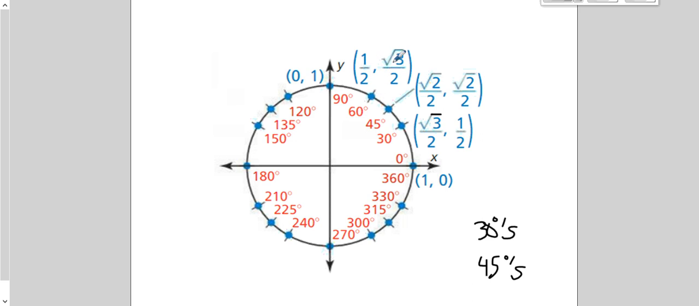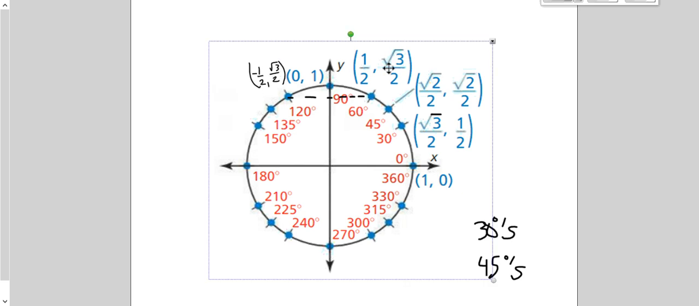So if this is 1/2, rad 3 over 2, then this one that's straight across from it, the x is just in the opposite direction. So that's negative 1/2, rad 3 over 2, because the x went in a negative direction. So that is the coordinates of the point. And we want to label these all the way around. Here we go.